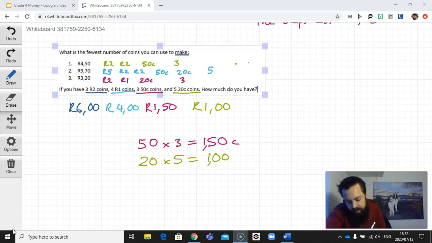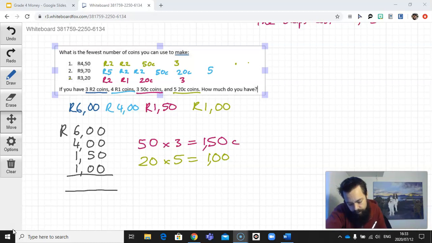All right, so now you want to add those together. So you go R6,00, 4,00, 1,50, 1,00. We can add those together. All zeros come to 0, 5, and 12. So you have 12 Rand and 50 cents.